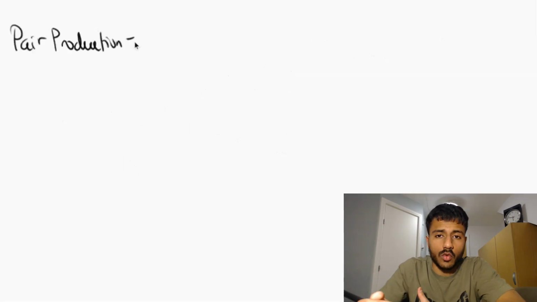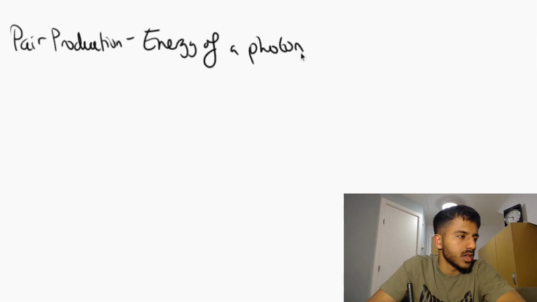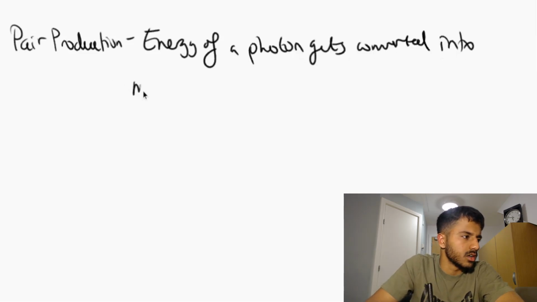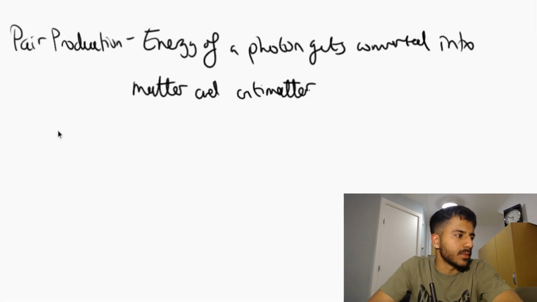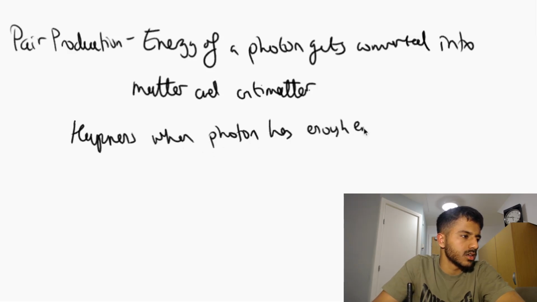So the definition of what pair production is: when the energy of a photon gets converted into matter and antimatter. And this will only happen when the photon has enough energy to create matter and antimatter.